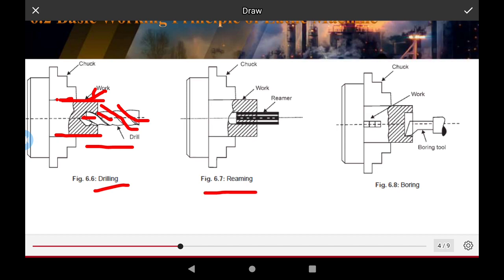This is the chuck of the machine, holding the workpiece. This is the reaming, which is done after drilling, on the workpiece of the machine.